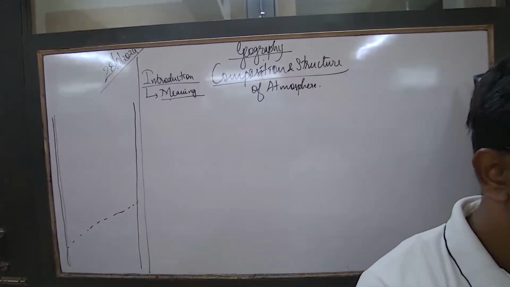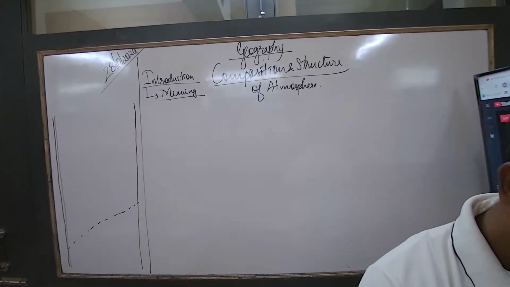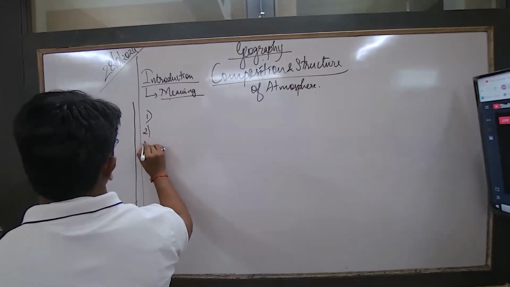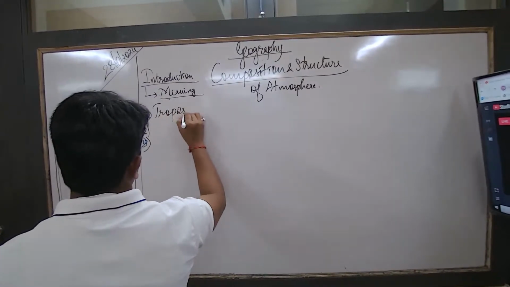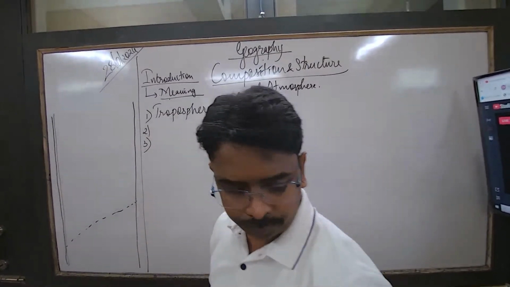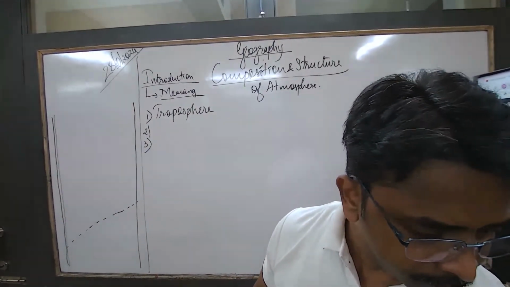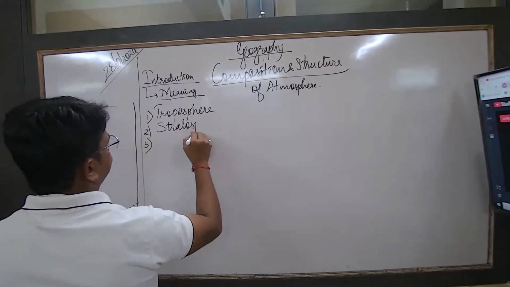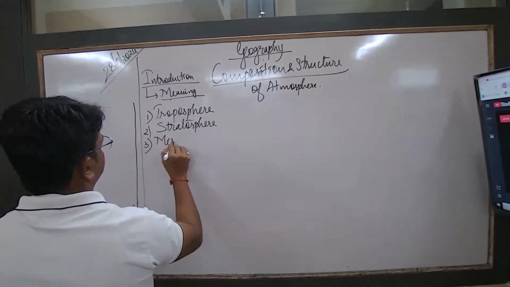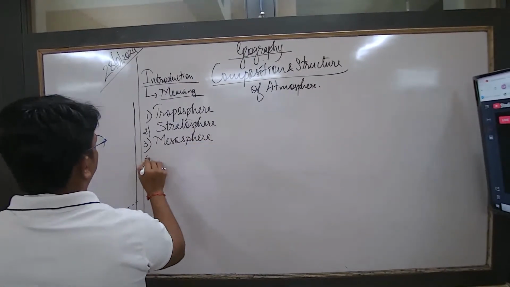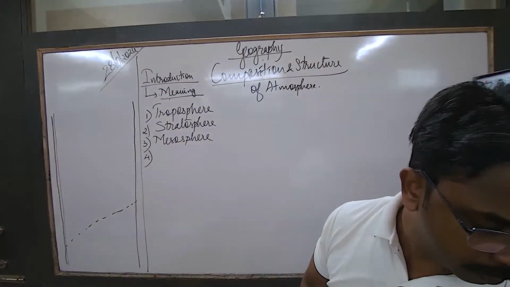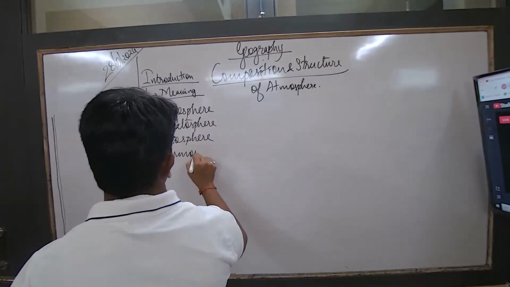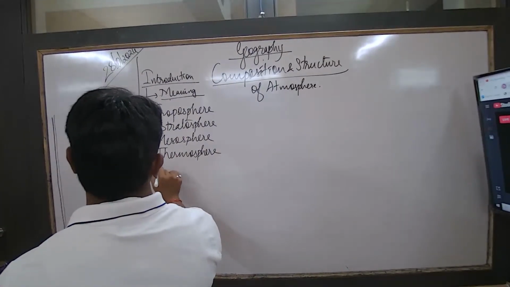It comprises of following main spheres. One is troposphere, two stratosphere, three mesosphere, four ionosphere and thermosphere, and five exosphere.